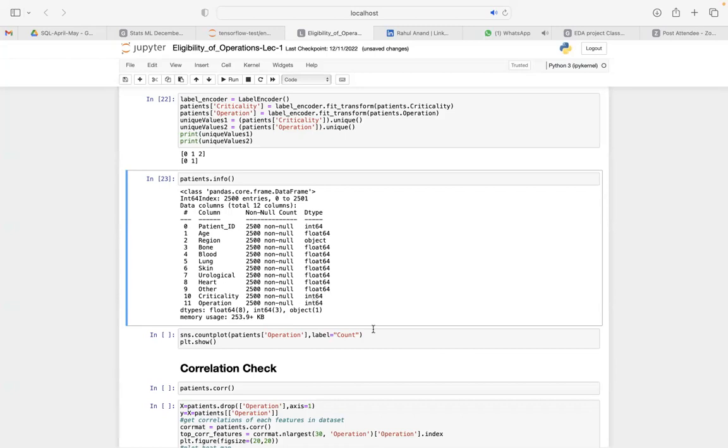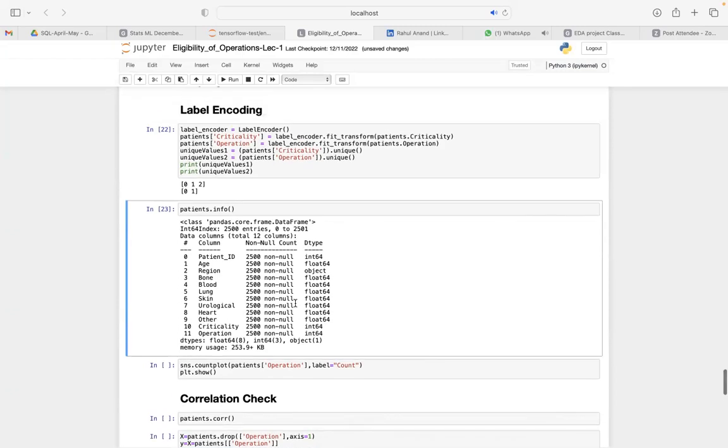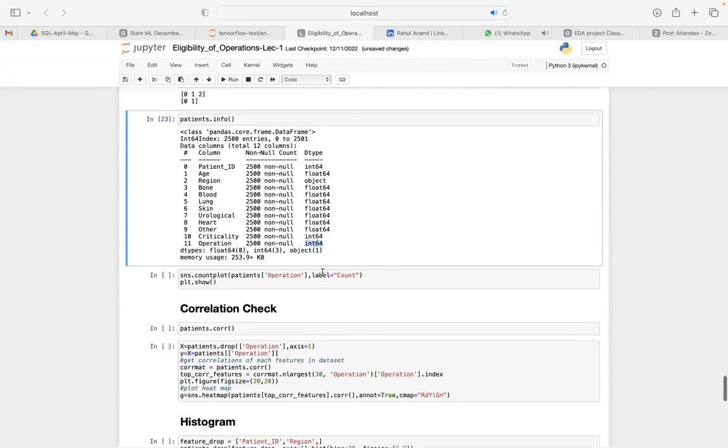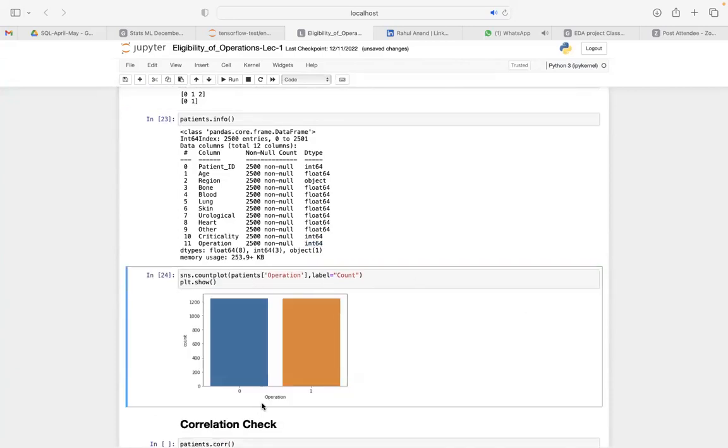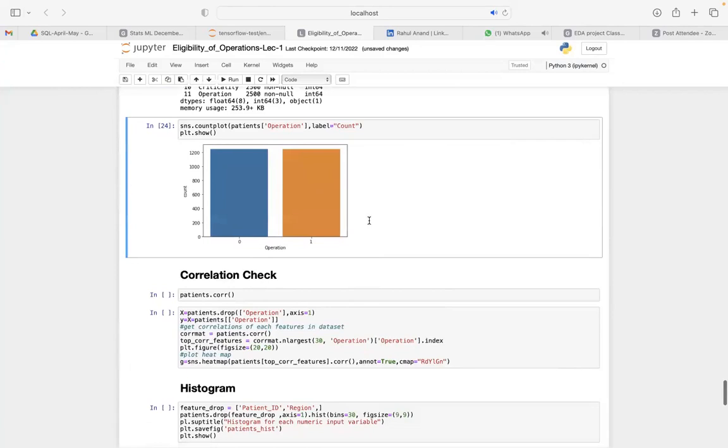Okay. So again, 2500 rows, non-null and integer. It has changed from object to integer type, now that we have done label encoding. Now, if you want to see the count plot to check the balance of the data, it's very much balanced. So 0 and 1 are coming out almost together. So it's a balanced data set, and we don't have to handle any imbalance in the data.